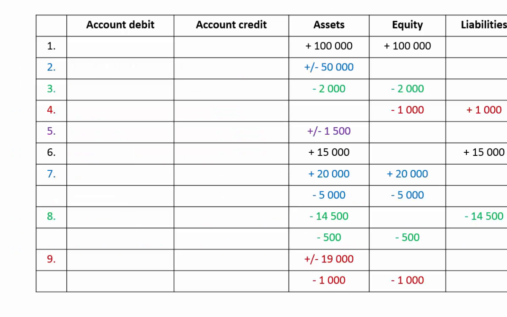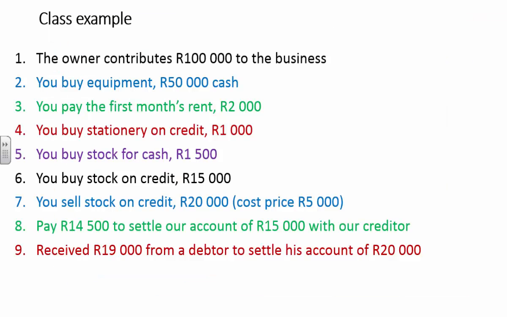In our first accounting equation exercise, we filled in the accounting equation side of it, how each transaction affects your actual accounting equation. In this video, we're going to continue with our example and identify which accounts will be debited and which accounts will be credited with each transaction. Our first transaction, the owner contributes 100,000 Rand to the business.